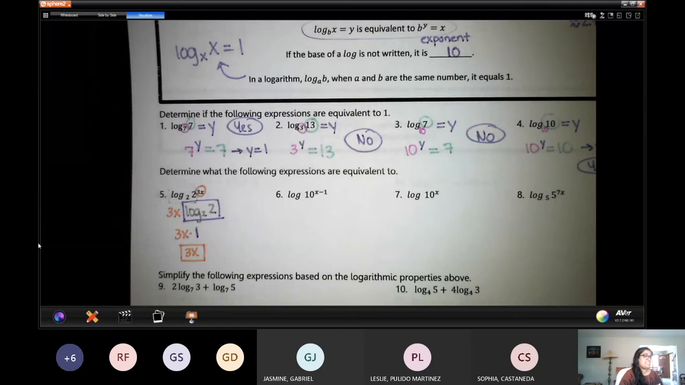All right. So for number 6, let's try that. So first we have to deal with our exponent, right? What's our exponent in this case?